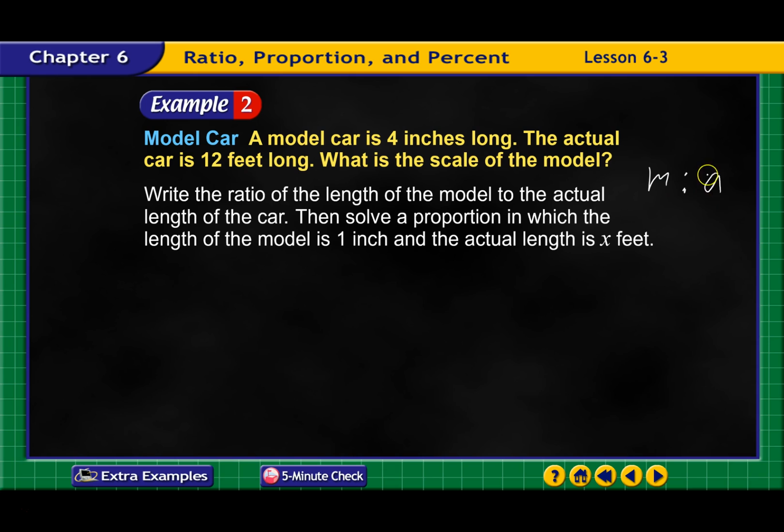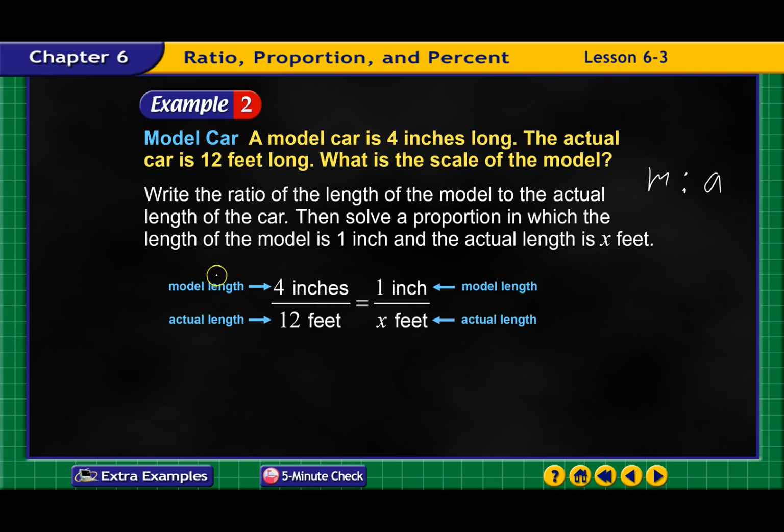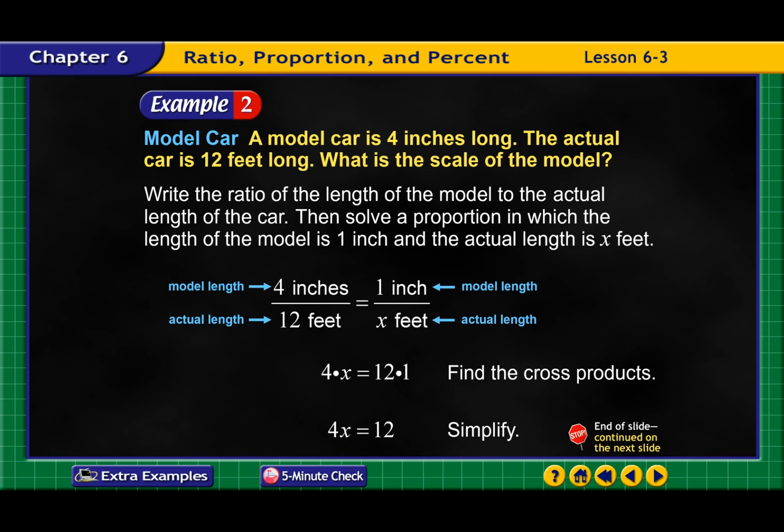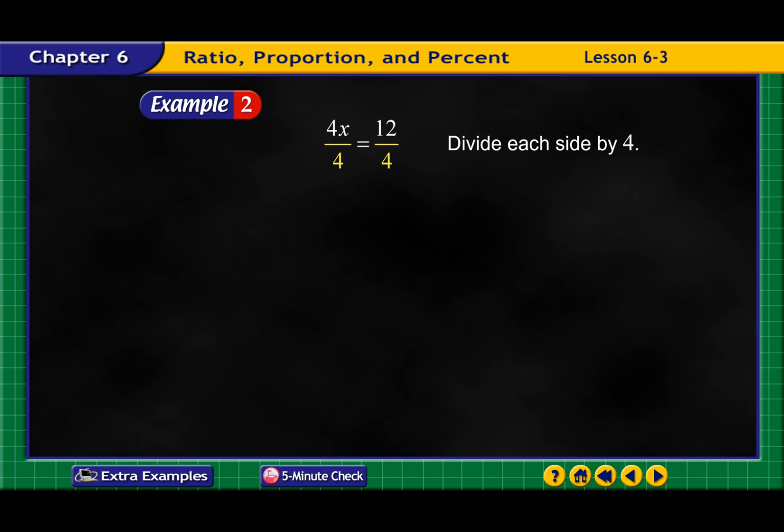Okay, so we have to do model over actual, then solve the proportion where the length of the model is 1 inch and the actual length is x feet. So we're going to do model over actual: 4 inches to an actual of 12 feet, and the model length of 1 inch would be the actual length. We're looking for the scale. So we cross products: x equals 4, divide both sides by 4, x equals 3.